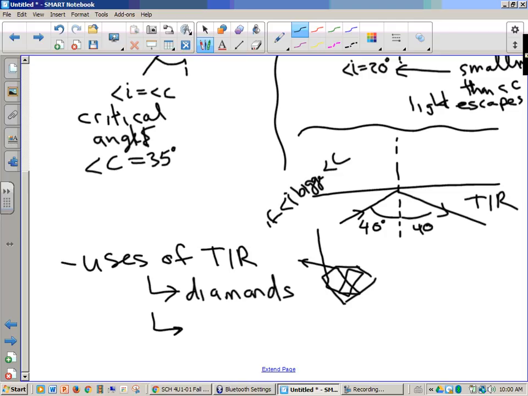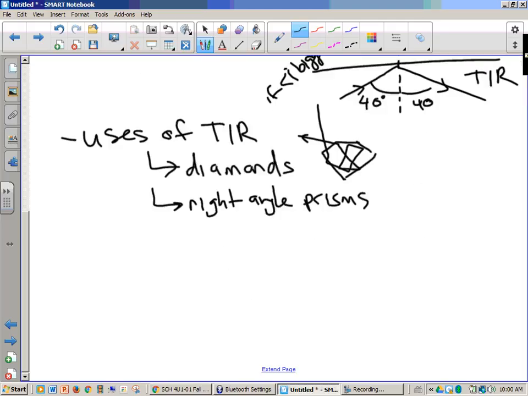What else? Anybody remember? We had right angle prisms. And right angle prisms, I could do it two ways. I could have it like this, where it goes like this and like this. All right? What's an actual use of that particular orientation? What if I put a second one down here like it? This is a periscope. So here it's an example of a periscope.